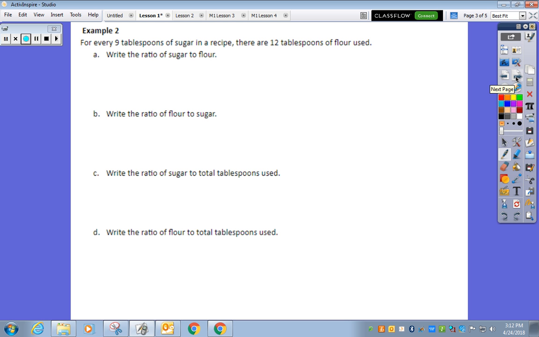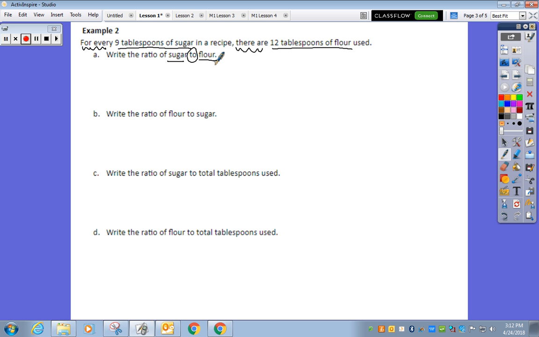Okay, example 2 says for every, so there's those ratio words, for every, and we've got 9 tablespoons of sugar in a recipe. There are 12 tablespoons of flour. Notice I'm underlining and squiggly underlining things to help me read my problem. I think that's a really great idea. Those for every, there are our ratio words, and then the numbers in the ratio I underline. So the first piece asks for the ratio of sugar to flour.